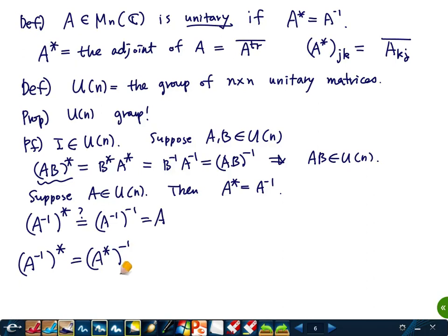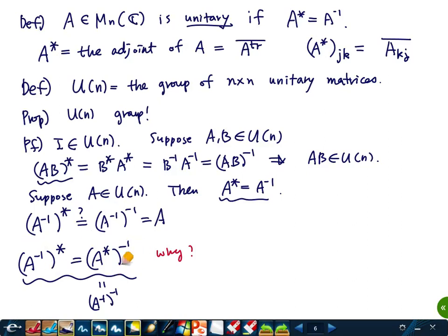Why? Why is this? But let's just assume that this is true. Then we obtain this immediately. Is that right? Because if we assume this, we want to know this. Because we know that A star is A inverse, this is going to be A inverse inverse, obviously. So it remains to prove this thing.